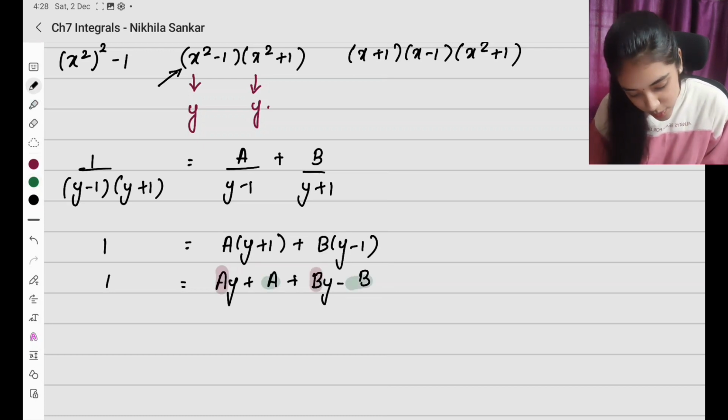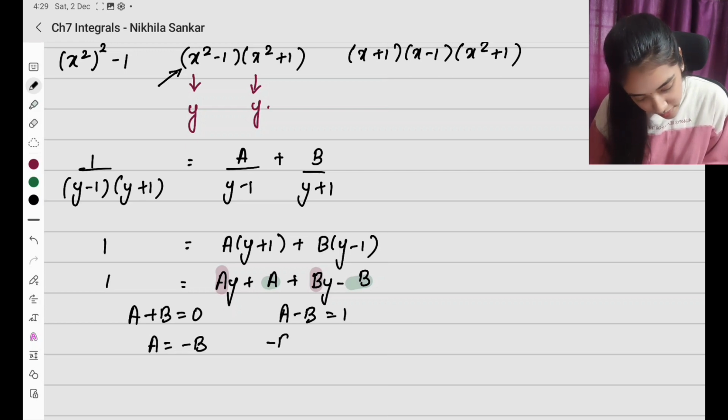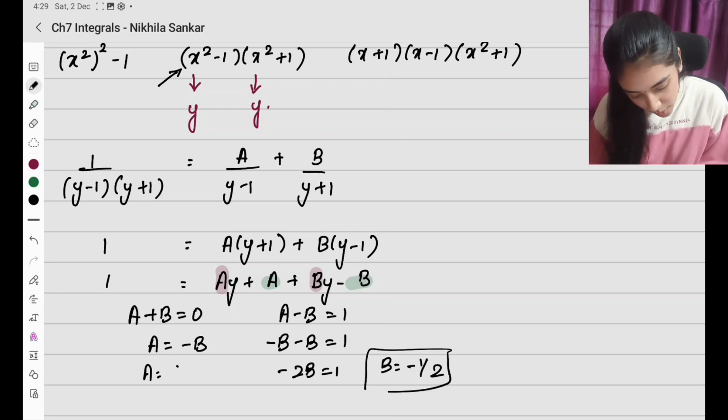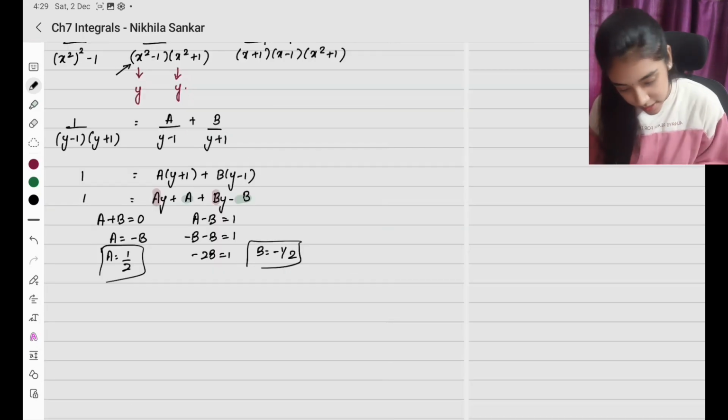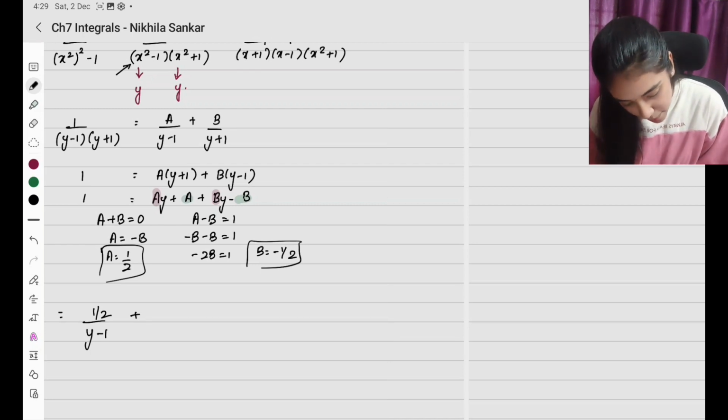So I have a plus b equals 0. a minus b equals 1. I know that a equals minus b. So I have minus b minus b equals 1. Minus 2b equals 1. b equals minus 1 divided by 2. So a equals 1 by 2 because it's minus b. So what did I get? 1 divided by y minus 1, 1 by 2. a has value 1 by 2, plus b, which is minus half divided by y plus 1.